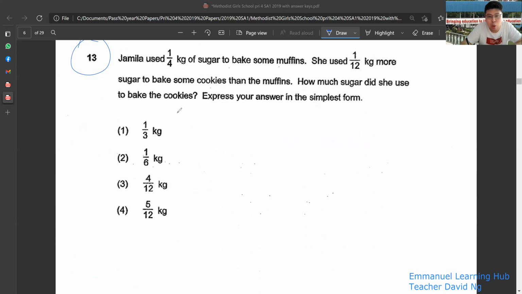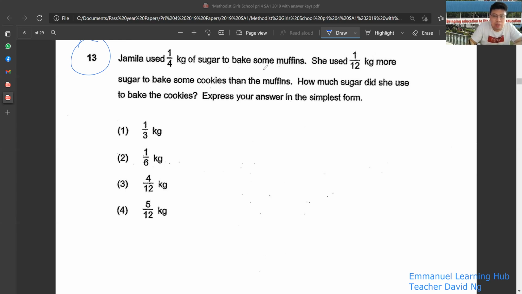Okay, Jamila used 1/4 kg of sugar to bake some muffins. She used 1/12 kg more sugar to bake some cookies than the muffins. How much sugar did she use to bake the cookies? For this kind of question, is the fraction a quantity or an actual fraction? It's a quantity because there's kg.